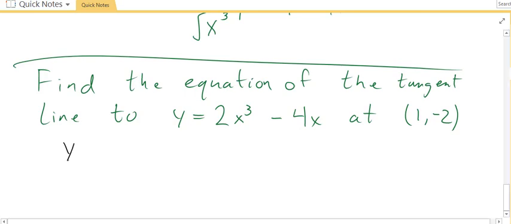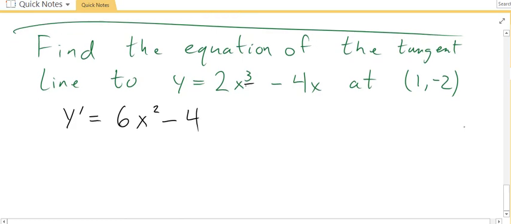First we want to find y prime. Using our rules that we have here, we're going to bring down that 3. So 3 times 2 is 6. And now we're going to knock that exponent 3 down by 1. So we're going to have 6x squared minus, and okay, the derivative of x is just 1, so we're just going to get 4 here.